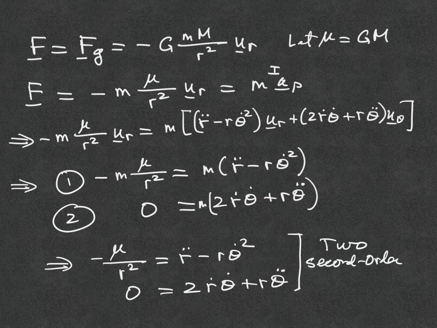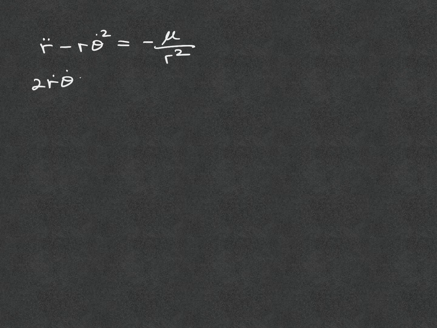So what we're going to do is take these two second order differential equations and transform them into first order differential equations. And here's how we're going to do that. Let's go to the next page and we'll start this whole thing clean, starting with this result that we just obtained from Newton's second law. So repeating what we had previously, we have r double dot minus r theta dot squared is equal to minus mu over r squared. We have 2 r dot theta dot plus r theta double dot is equal to 0.